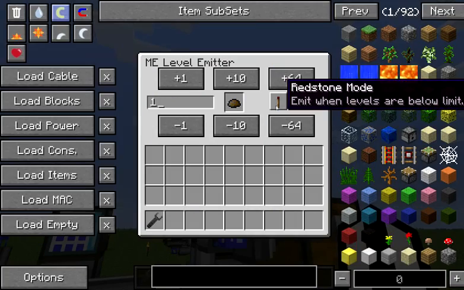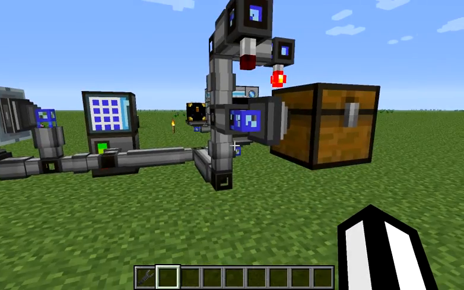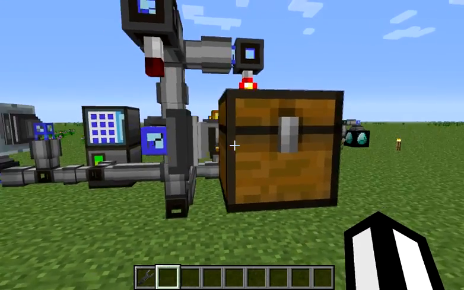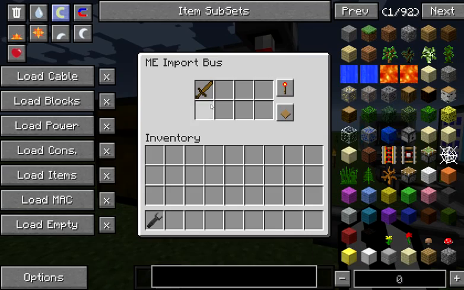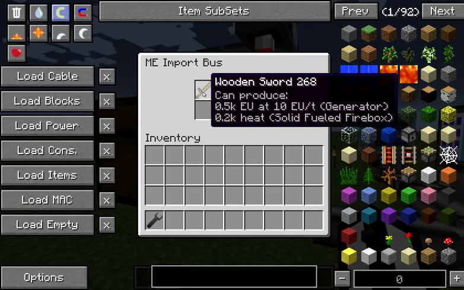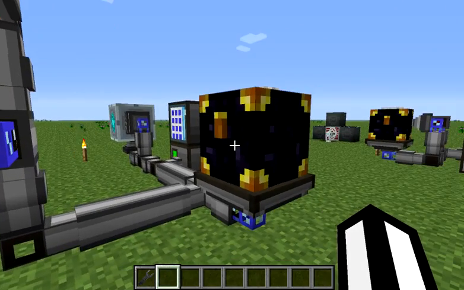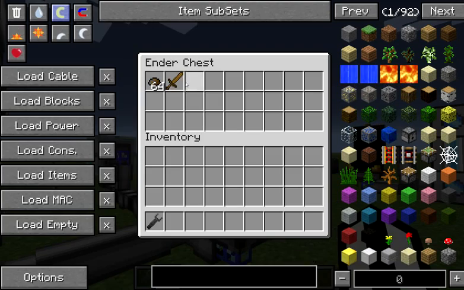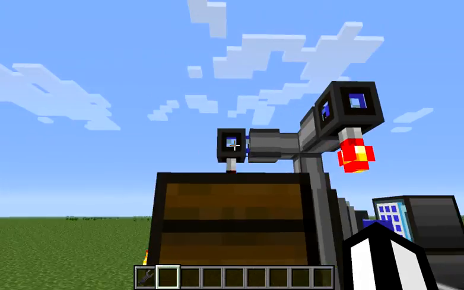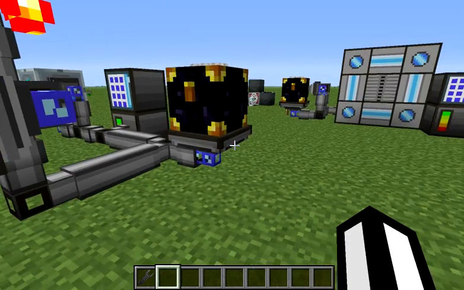And so if we have less than one scrap, we are emitting into this chest. And if we have more than one scrap, we are pulling out of this chest, and we're using a wooden sword. So this is our token item. Basically, when this condition is met, we put a sword into the chest, and when the condition is not met, we take the sword back out.